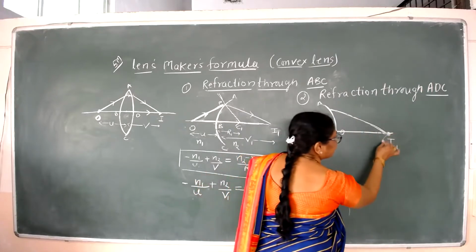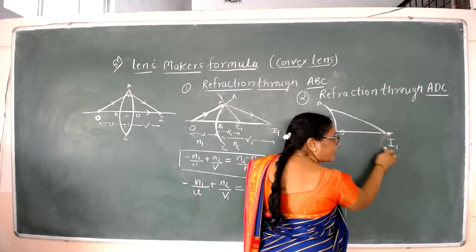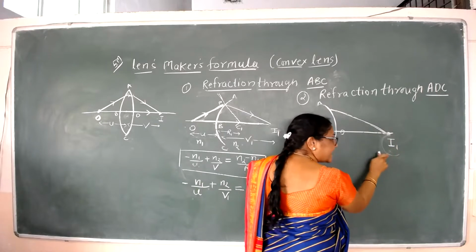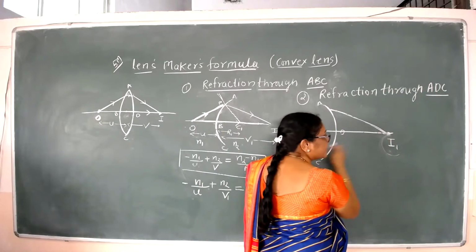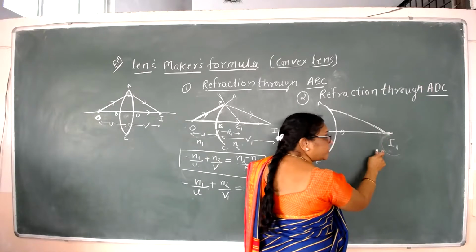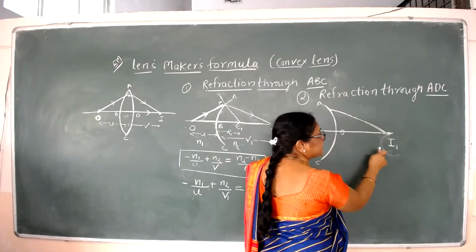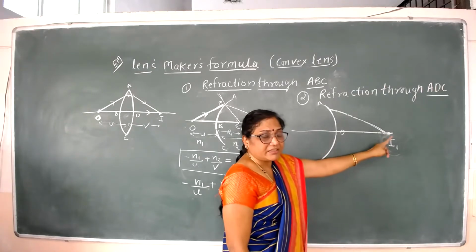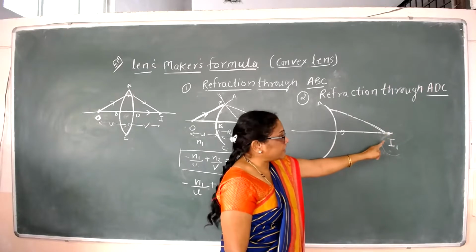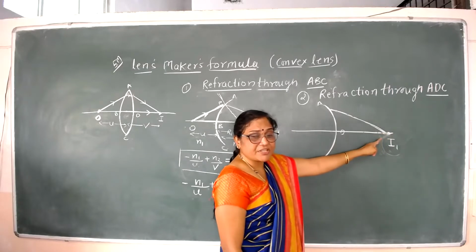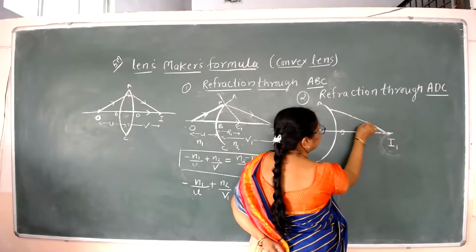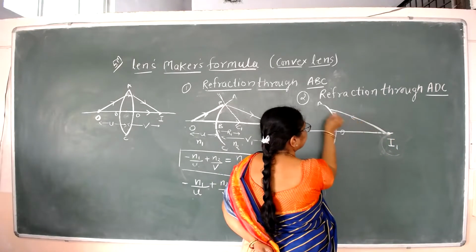Means this is an object, but this object is not real. This object is not real because this is the image for the first spherical surface, but this works as an object for the second spherical surface. So we consider here this image is a virtual image. Sorry, this image is not real, but this image is virtual. So here, draw a ray diagram.